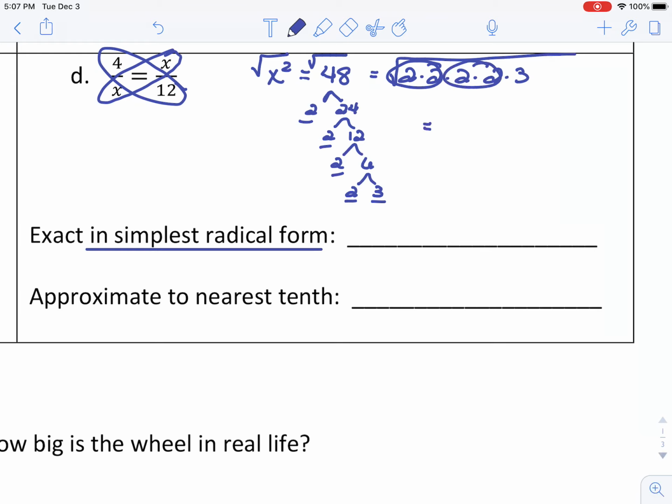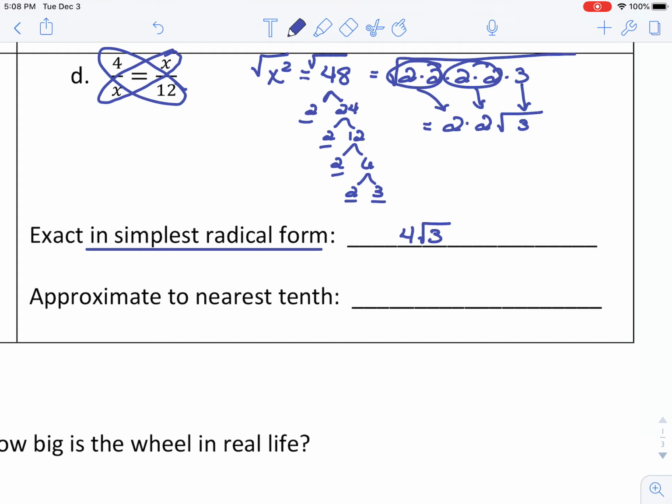2 times 2 is 4. The square root of 4 is a regular 2. So this 2 comes out of the radical. This 2 comes out of the radical. And we're still multiplying numbers together. Leftover numbers stay in the radical, meaning our simplest radical form answer is 4 square root 3.